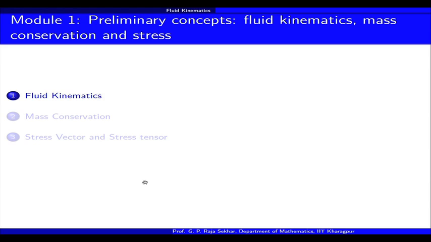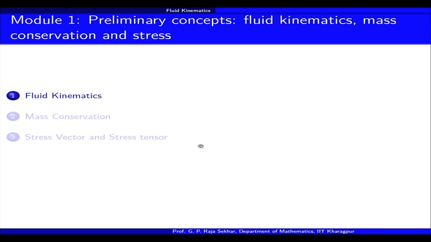The basic aim of the course is to give you some analytical tools, and once that is done, some computational tools. Let us see Module 1. Module 1 is preliminary concepts: fluid kinematics, mass conservation and stress. So, these are the preliminary concepts.